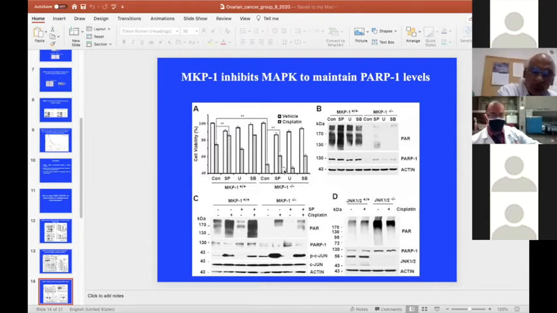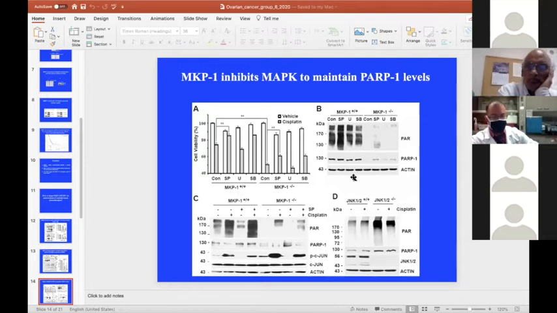And then we show that the JNK and the P38 inhibitors can partially rescue, but when we look at the level of PARP1 and the cleaved PARP, although the P38 inhibitor can slightly rescue this phenotype, the JNK inhibitor is more obvious compared to the P38 inhibitor. Then we thought this is probably JNK plays a major role in this process.